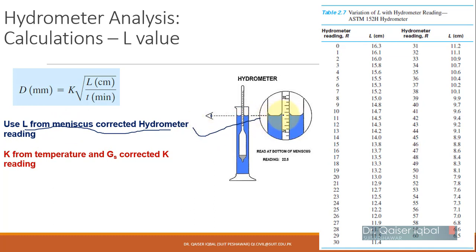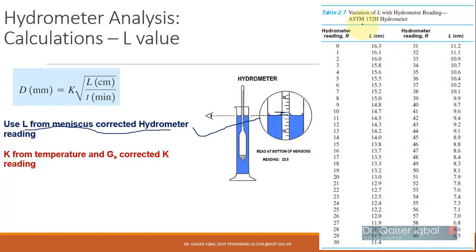What is meniscus correction? When you place the hydrometer in water, you can see the water will be slightly concaving upward. So the actual reading is basically here, and the reading which your eye will be seeing will be over here. You will be taking the reading at this point and not at this point. So you will first do meniscus correction for this and then use the value of L. The R value will be taken as meniscus corrected and then you will put it in over here.